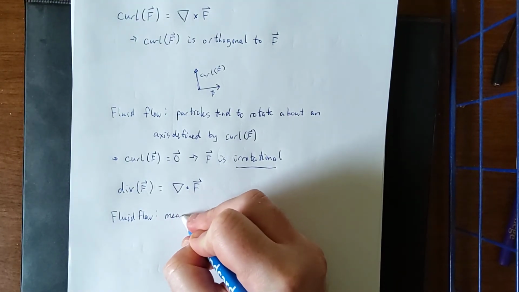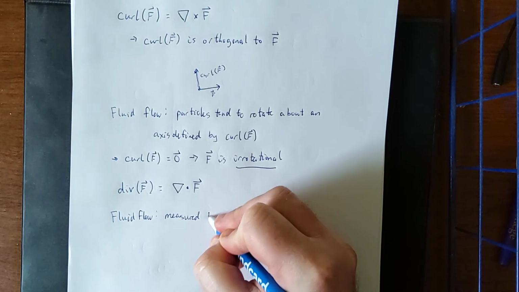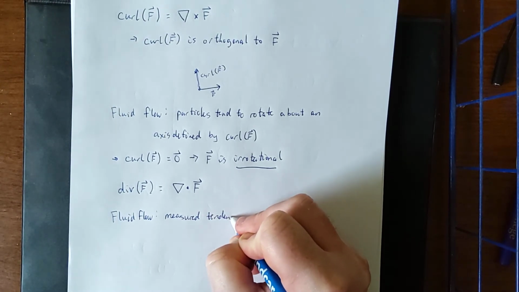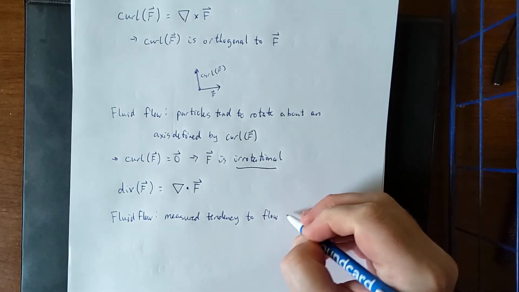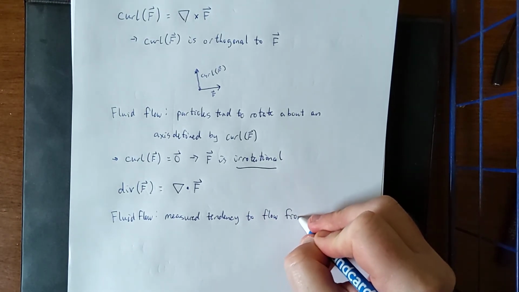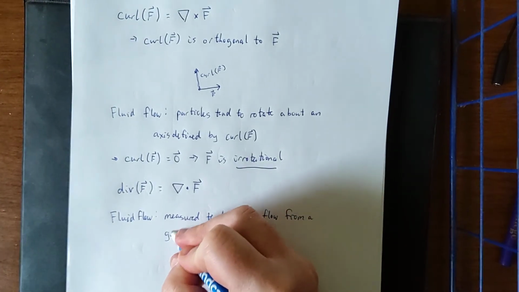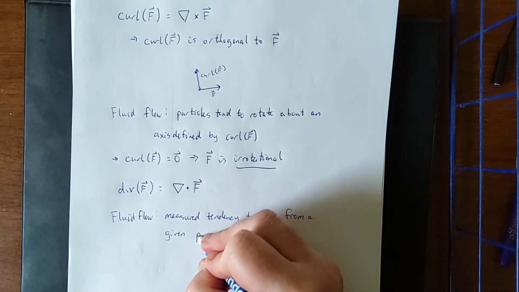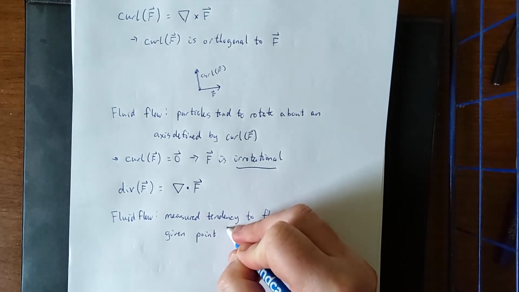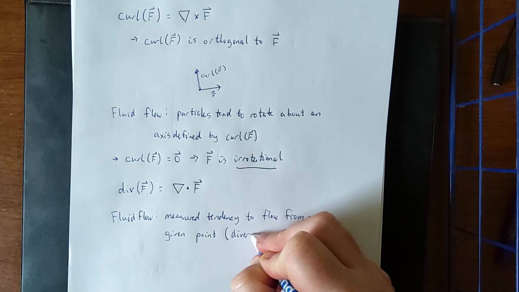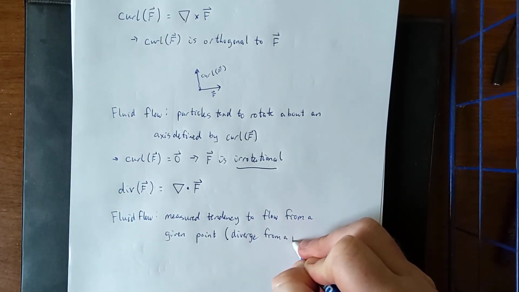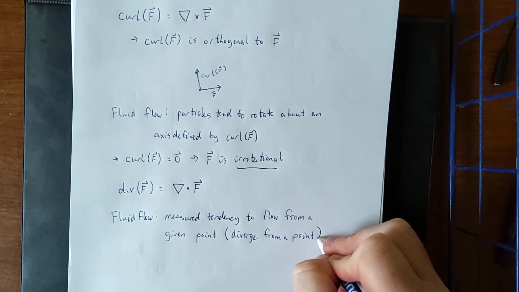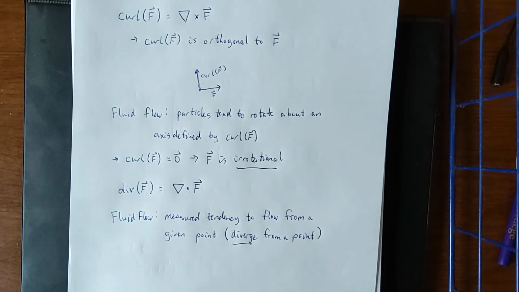So this measures the tendency to flow from a given point. Now, to flow from a given point would also be known as to diverge from a point. Therefore, we use the term divergence to measure this.